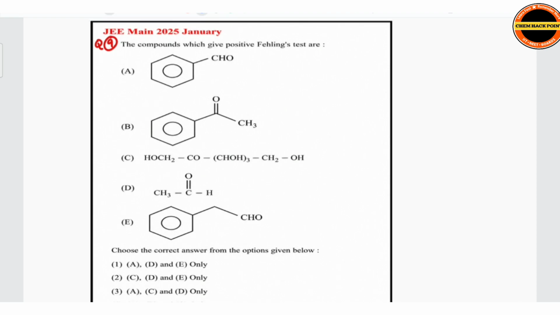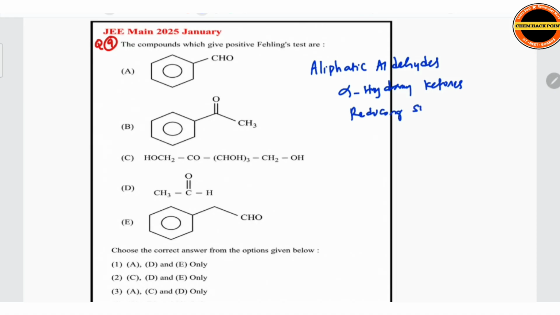So here, which compounds give Fehling's test? We know aliphatic aldehydes, even alpha hydroxy ketones. You specify alpha hydroxy ketones, and one more here, reducing sugars like glucose or fructose. So see here, aliphatic aldehydes, alpha hydroxy ketones, reducing sugars like fructose. These groups can give Fehling's test.